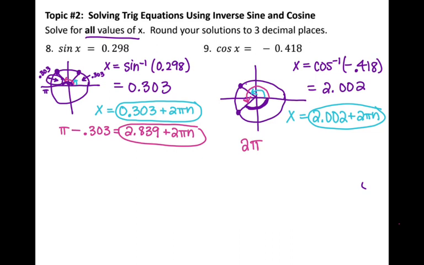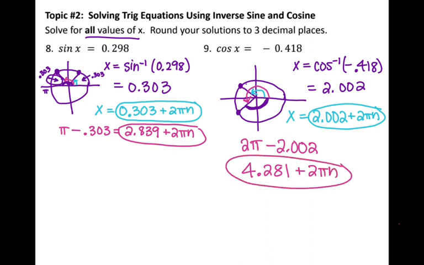which is the 2.002. So that leaves me with 4.281. But of course, since we want all solutions, we're going to take that and add 2 pi n to it.